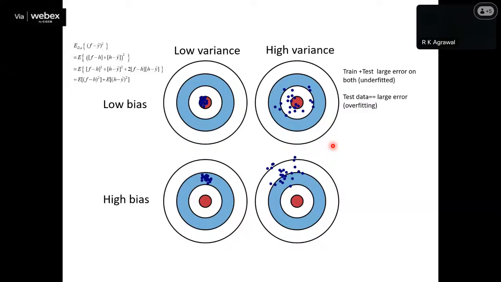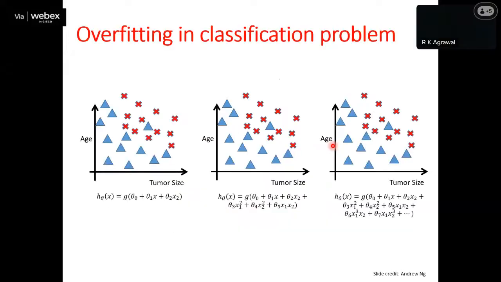Now the question is how to design your model so that you are not developing an overfitted model. Before talking about this, I am again showing an example. I showed overfitting earlier in a regression problem, but now I am showing overfitting in a classification problem.